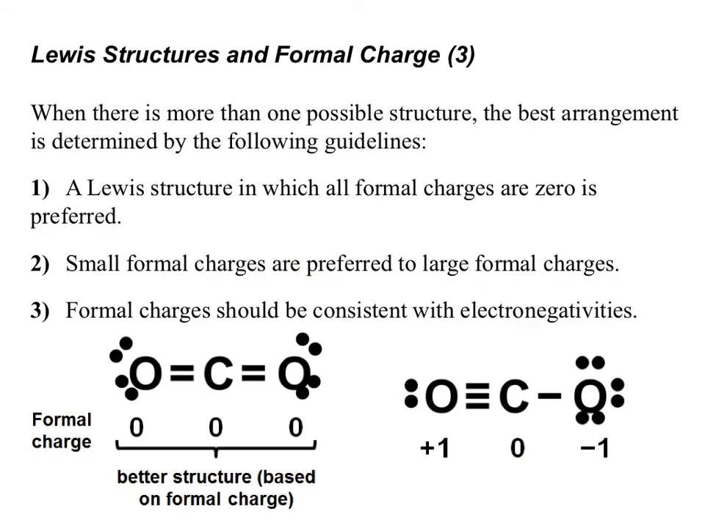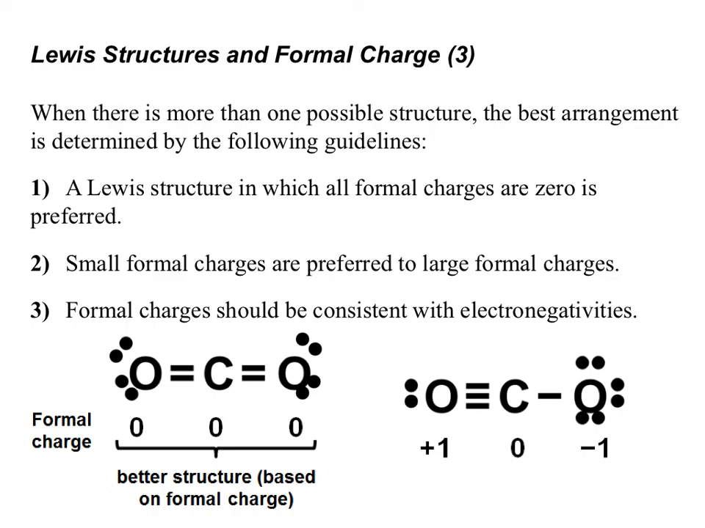When there is more than one possible structure, the best arrangement is determined by the following guidelines. 1. A Lewis structure in which all formal charges are 0 is always preferred. 2. Small formal charges are preferred to large formal charges. And 3. Formal charges should be consistent with electronegativities, i.e., a negative charge should be on the most electronegative atom and a positive charge on the least electronegative atom.